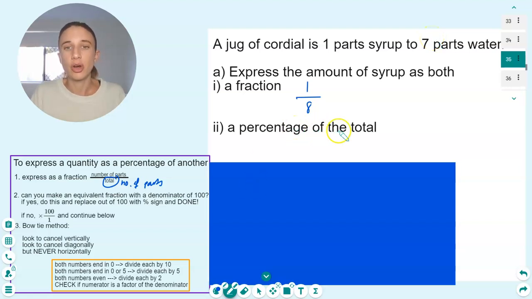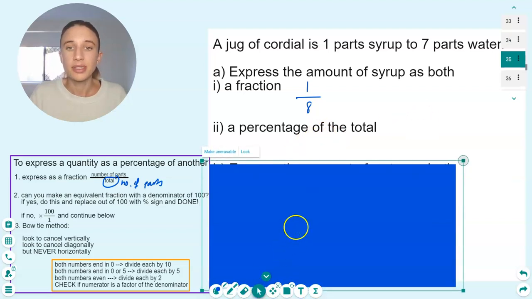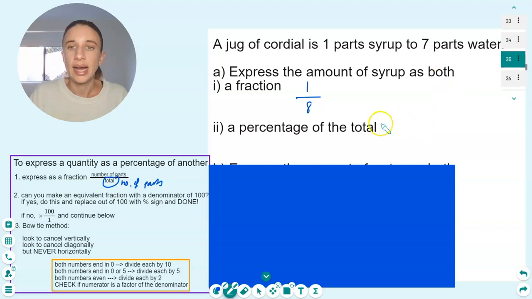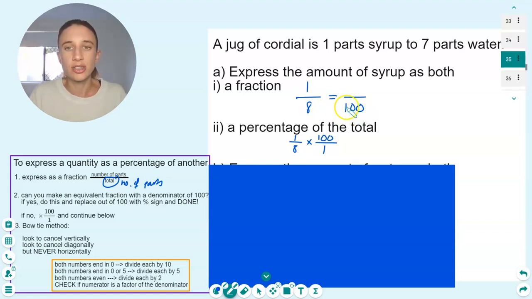A percentage of the total. So remember, percent. We have 1 on 8 times 100 on 1. Because I know I won't be able to write this percent straight down, because 8 into 100, it's not a factor of 100. So just times it by 100 on 1 straight away.